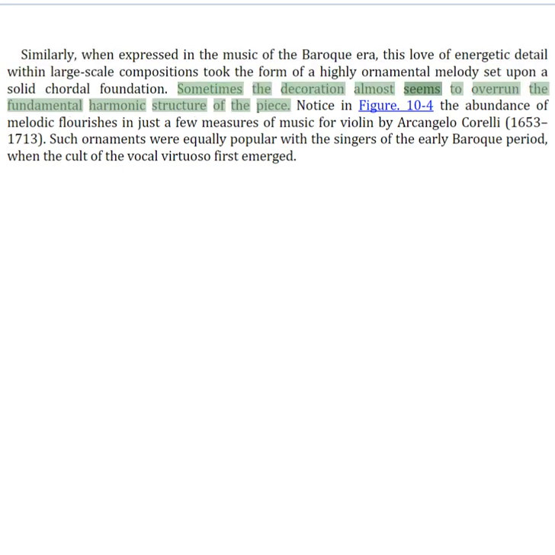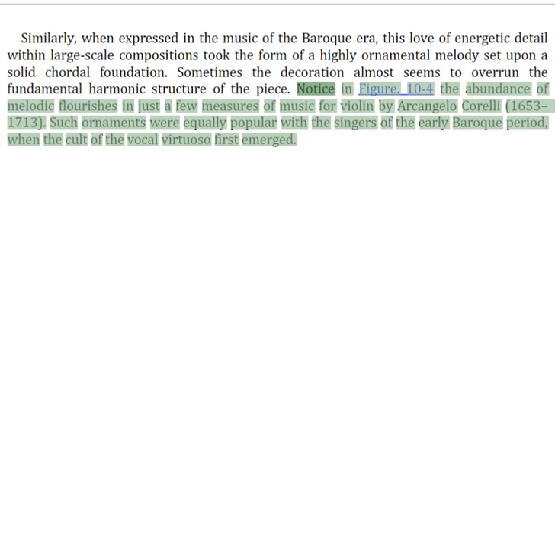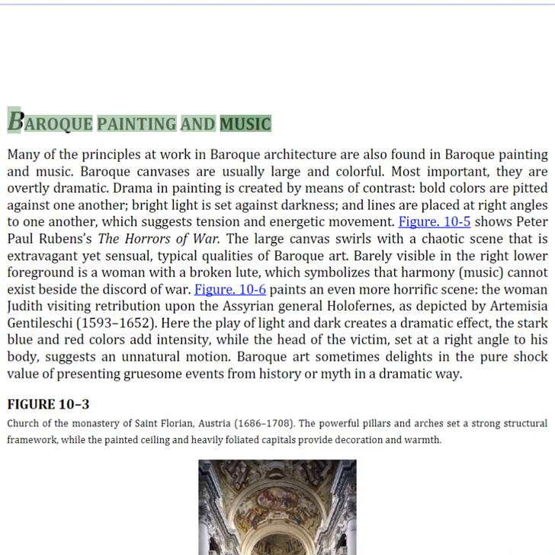Sometimes the decoration almost seems to overrun the fundamental harmonic structure of the piece. Notice in Figure 10-4 the abundance of melodic flourishes in just a few measures of music for violin by Arcangelo Corelli. Such ornaments were equally popular with the singers of the early Baroque period, when the cult of the vocal virtuoso first emerged.